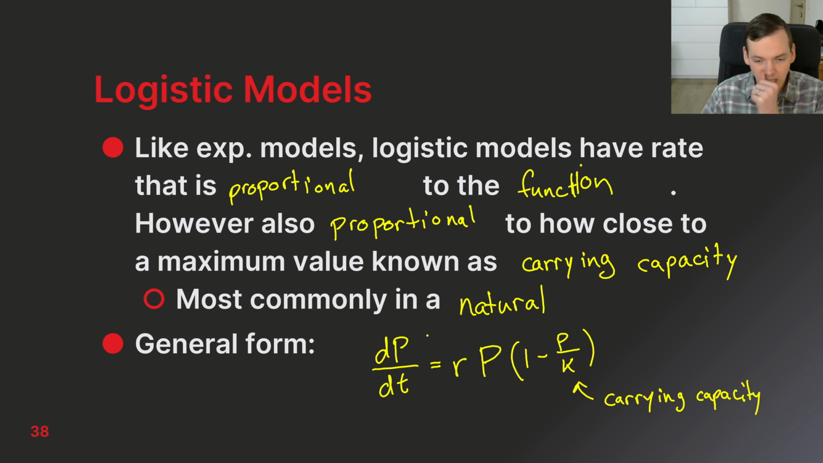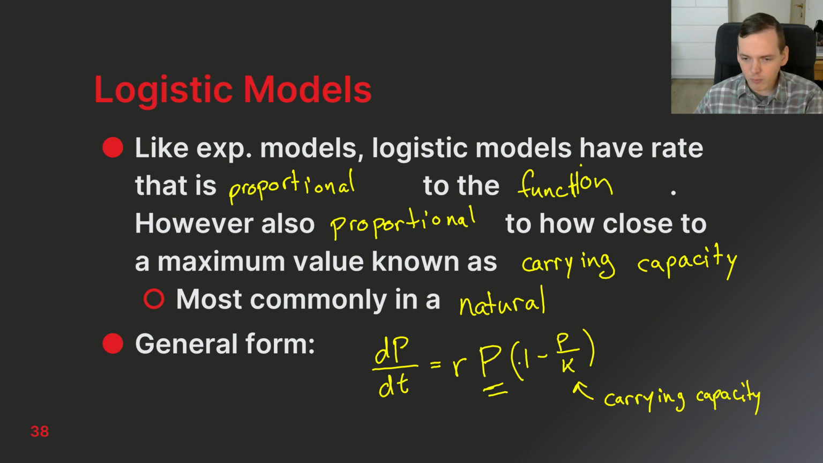So I just want to talk the logic here real quick. What this is saying is if there's more animals, or more of the stuff, we'd expect it to increase faster. More P, more dP/dt. But if we get to the carrying capacity, meaning we can't add anything else, if P equals K, then K over K is 1, 1 minus 1 is 0. So if we get to our carrying capacity, it doesn't increase anymore. If we don't have anything, it doesn't increase anymore.